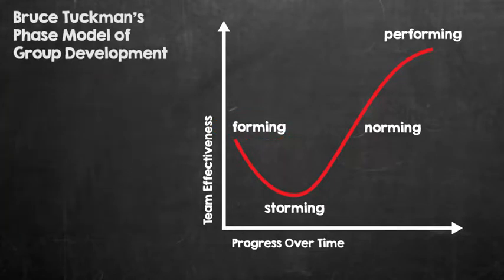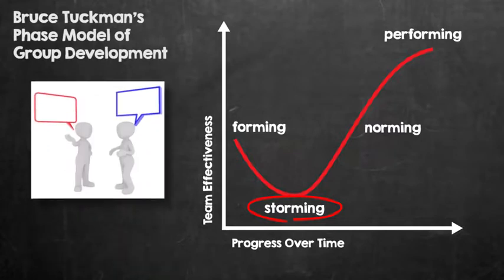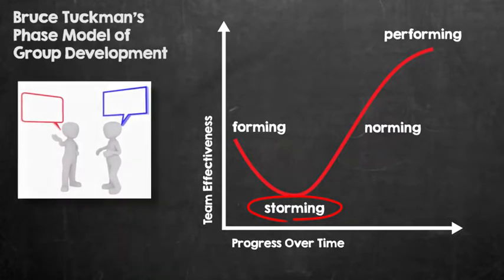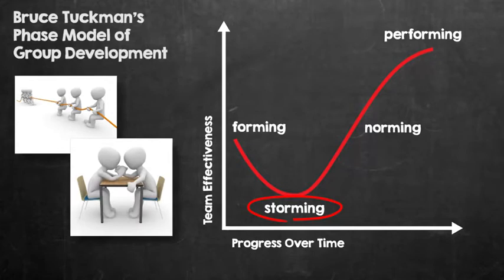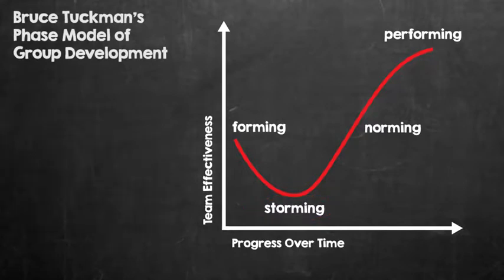Next, groups tend to take a little bit of a dip in their effectiveness as members seek to establish their place on the team, and they engage in constructive conflict, though sometimes destructive conflict, about how best to approach the task at hand or the problem they need to solve. Then things kind of level off a bit as groups proceed to a norming phase, where expectations and patterns of behavior become more regular and predictable.